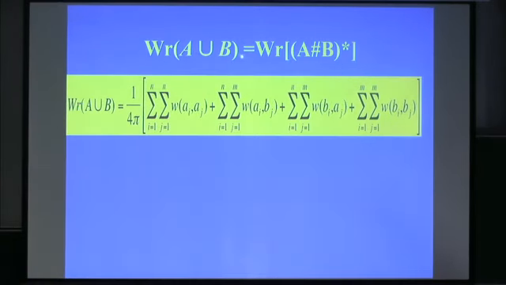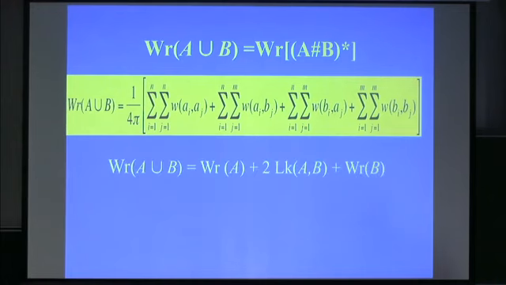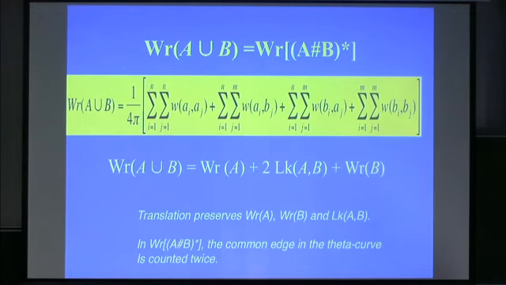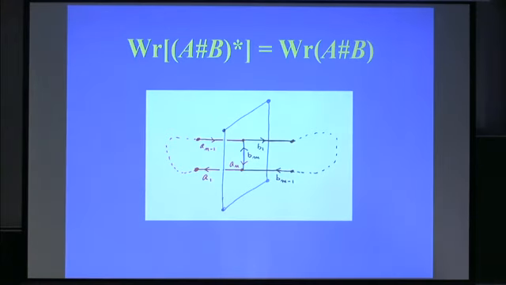I claim that the writhe of A union B is equal to the writhe of the theta curve intermediate. And that's because all these numbers are preserved by translation. I mean, translation preserves writhe of A, writhe of B, and it certainly preserves linking number because that's a topological invariant. So, in the writhe of the theta curve, I'm counting this common edge twice, once going up and once going down. But since they have opposite orientations, the writhe components cancel out.